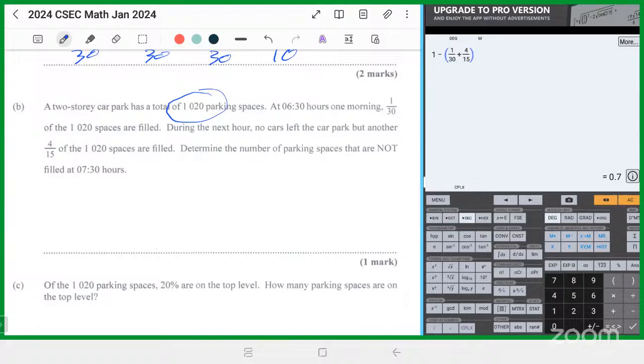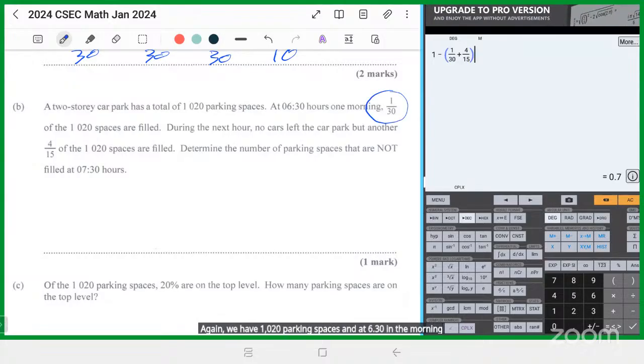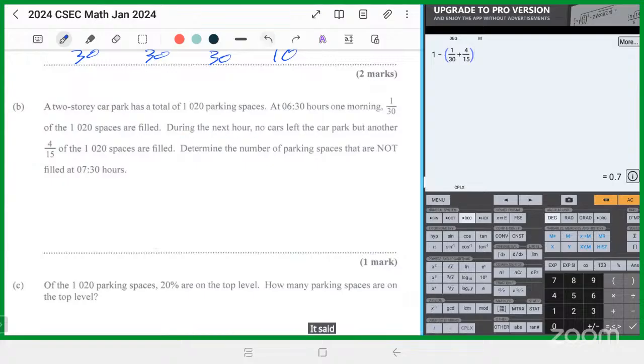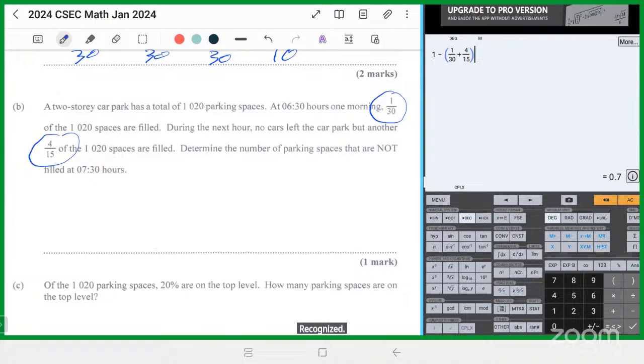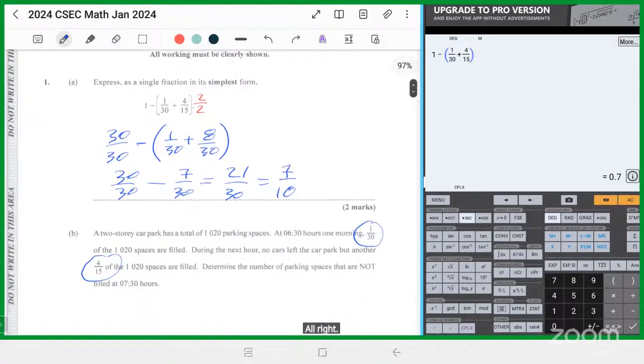Again, we have 1,020 parking spaces, and at 6:30 in the morning, 1/30 of that parking space is filled. During the next hour, more cars left the park, but another 4/15 of the parking space is filled. Now, if you recognize, these are the same fractions we had in the first one, 1/30 and 4/15. Same numbers.